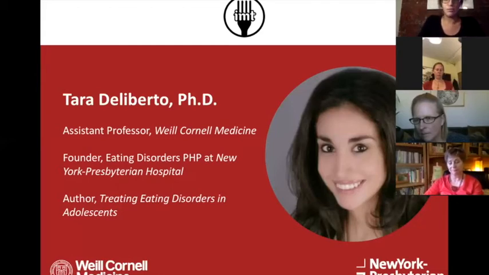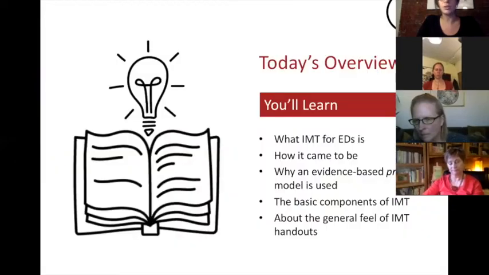The books in particular would be Treating Eating Disorders in Adolescents, and also the client resource book that comes with it, which is now available for free online at New Harbinger's website. So today we're going to talk about what IMT is, how it came to be, why an evidence-based practice model is used, and the basic components of IMT, as well as give you a general feel of what the handouts are like. There are many, many handouts. I think there's something like 250 handouts.